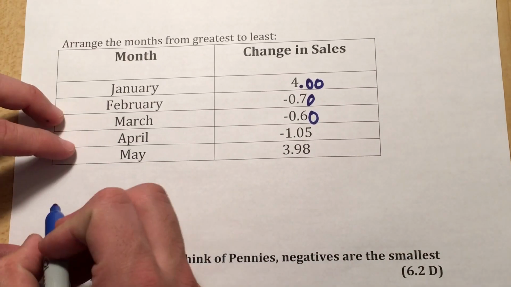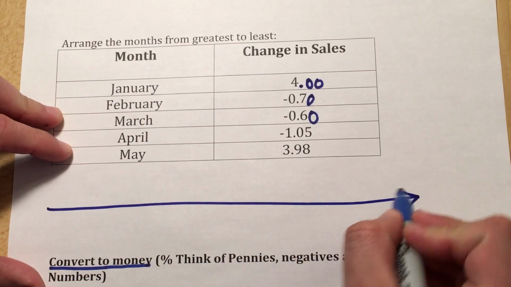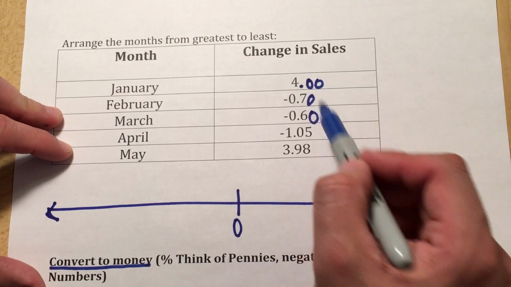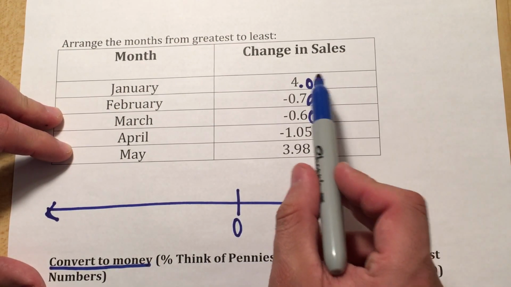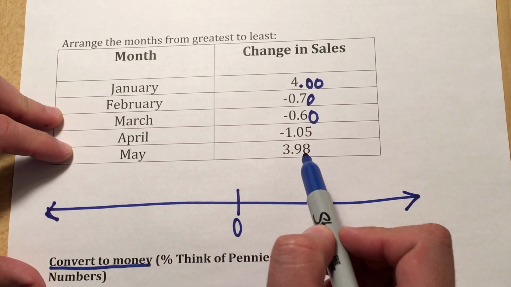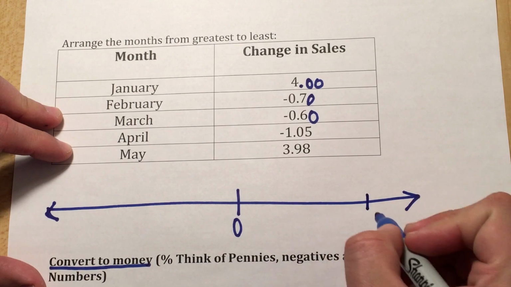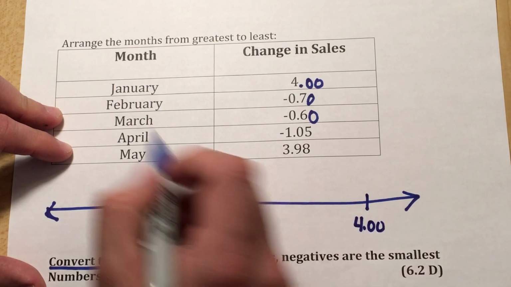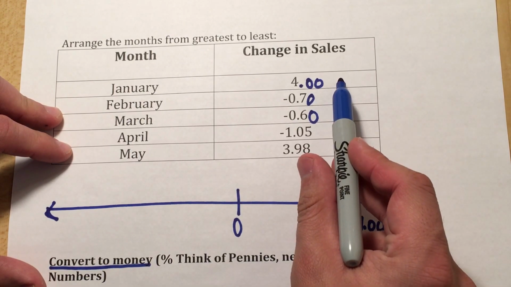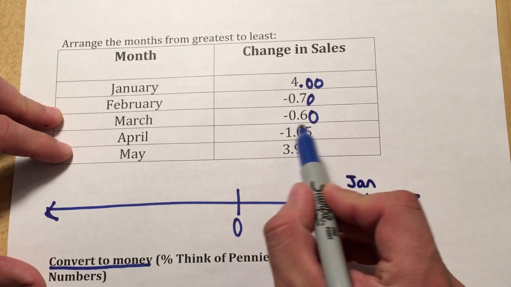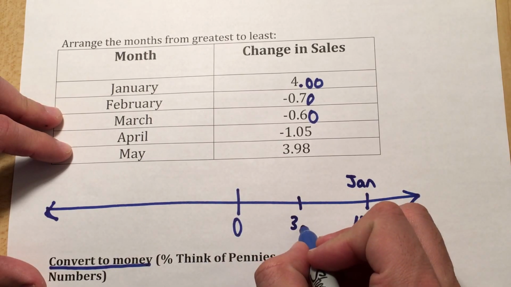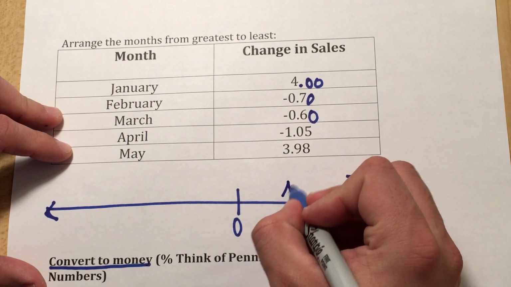Now that we've changed all of our numbers into a form that looks like money, we're going to go ahead and place them on our number line. So starting with our positive numbers, because our positive numbers have the greatest value, I want us to compare $4 and $3.98. Which one of these two has a greater value, $4 or $3.98? $4, right? So we're going to put $4 here, and that represents the month of January. So I'm just going to put here January. And after $4 would be next $3.98, right? That would be right next to $4, and that represents the month of May.